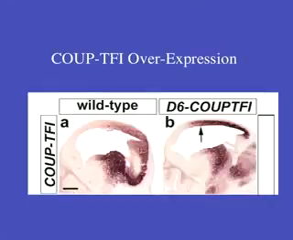When we looked at the expression of COUP-TF1 in the overexpressing mouse, we could see that indeed, compared to wild type, the D6 COUP-TF1 mouse expressed a lot more COUP-TF1 in rostral regions. Normally, the rostral region of the cortex expresses very low COUP-TF1, whereas in the D6 COUP-TF1, you can see increased expression.